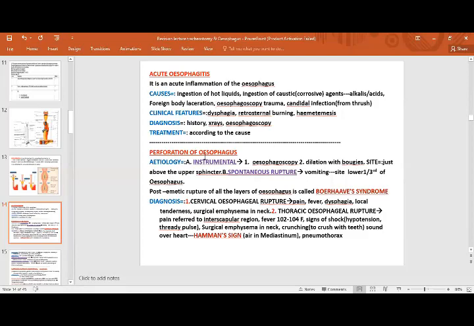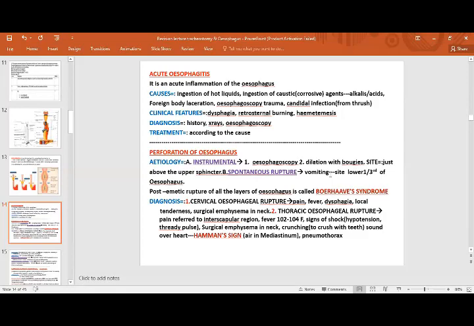Now, perforation. This is one of the important problems of the esophagus, which could be very fatal. And what are the causes? Either instrumental, yes, esophagoscopy that we routinely do in our theaters could cause perforation of the esophagus. And what about spontaneous rupture? It is a condition in which a lot of vomiting occurs, and in this case there is a rupture of all layers of the esophagus, and that is called Boerhaave syndrome.